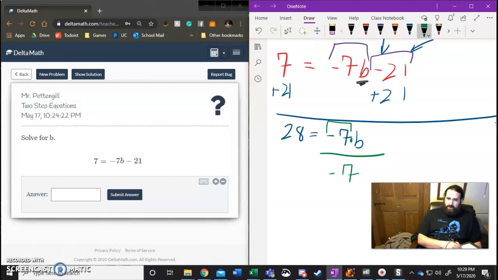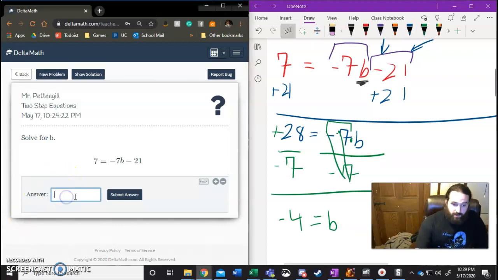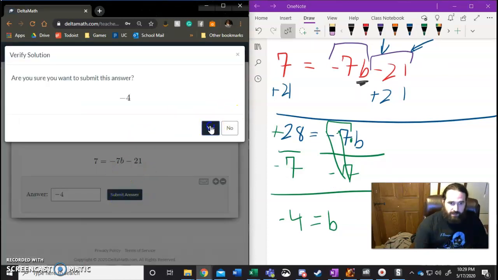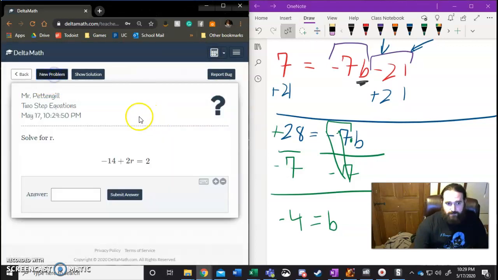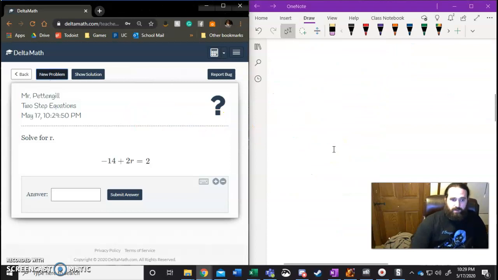So I'm going to divide off that negative 7 on both sides. And I get, okay, 28 divided by 7 is 4. A positive divided by a negative is a negative. And that equals b. Because this negative and that 7 cancel. So negative 4 equals b. This is the idea of a two-step equation. There's two things to be done. So I type in negative 4, I hit submit, I go yes, I go yay. This should be autopilot. New problem, new thing.